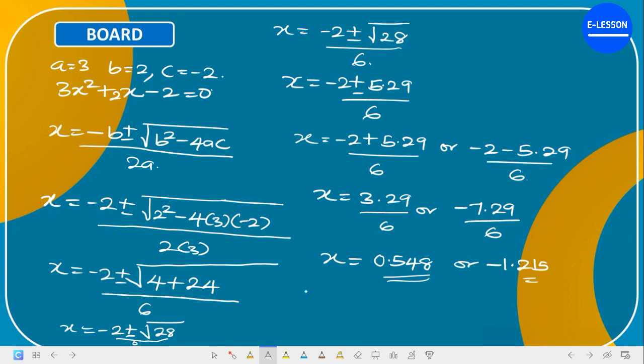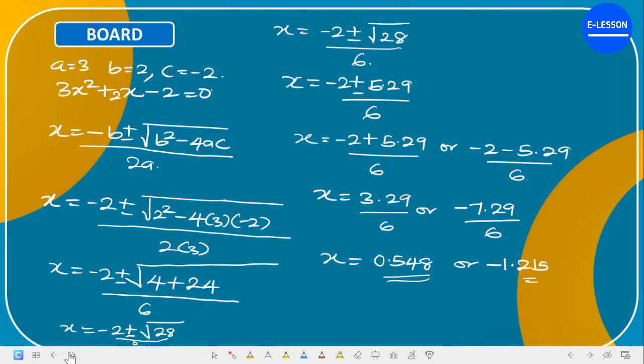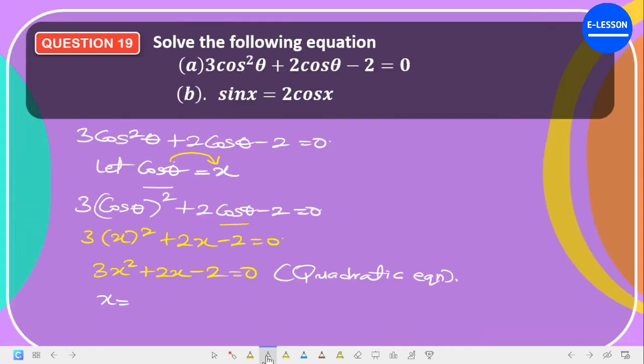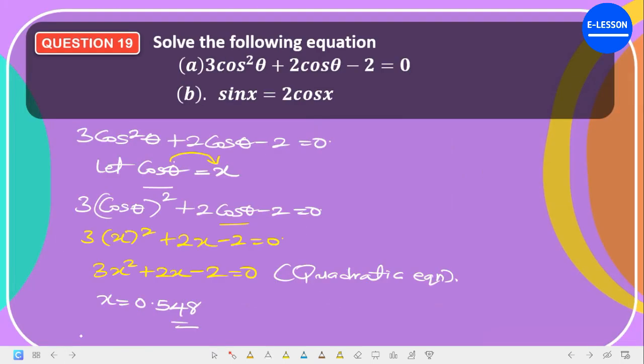So taking the positive value, we now come here and say that our x is equal to 0.548. Are we getting it? That's our x, 0.548. Now, remember that cos theta is equal to x. Remember that cos theta is equal to x. Therefore, cos theta will be equal to what is our x?